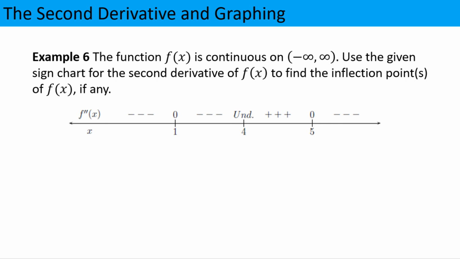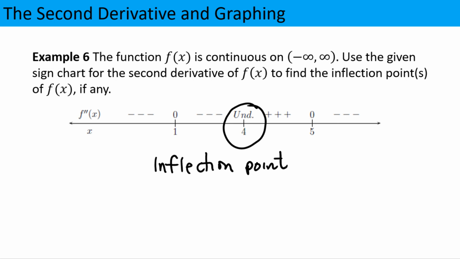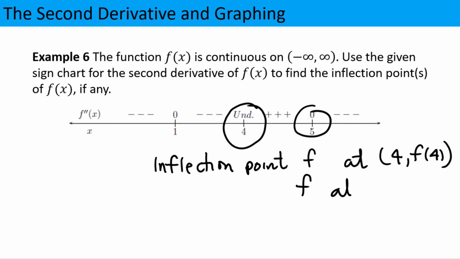Inflection points occur where the function exists and the second derivative changes signs. So we have an inflection point, so we'll write inflection point for f at the ordered pair 4, f of 4, and we also have another inflection point for f at 5, f of 5.